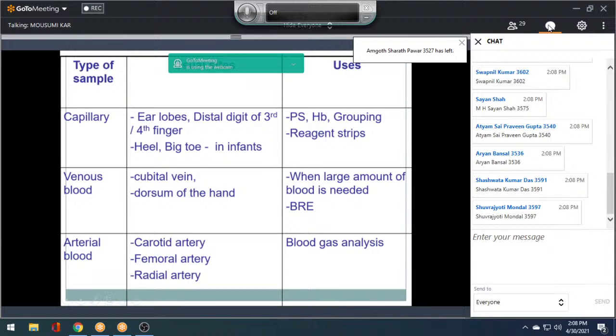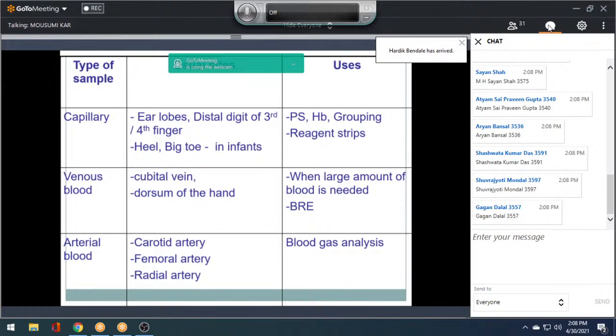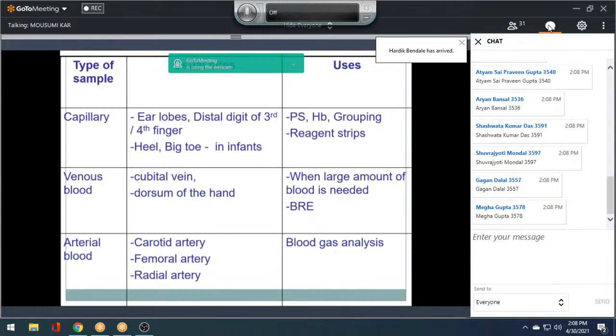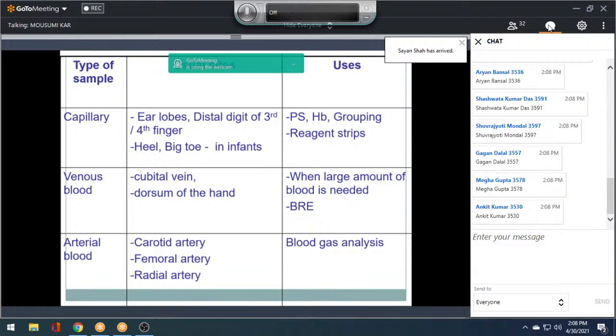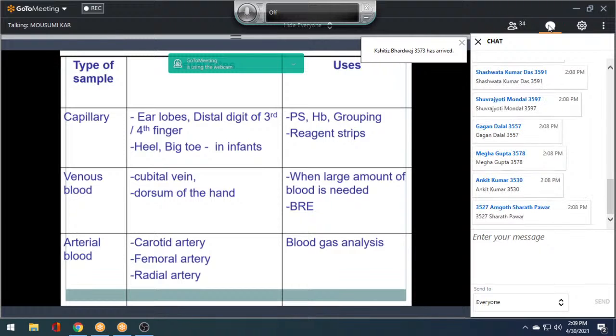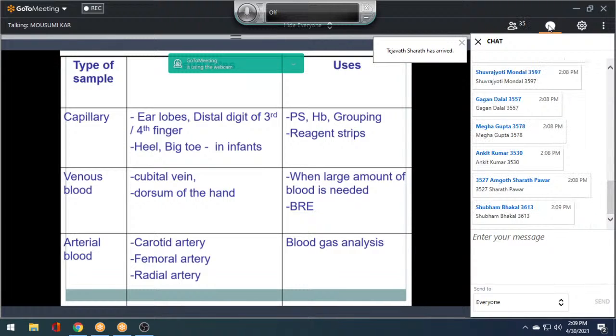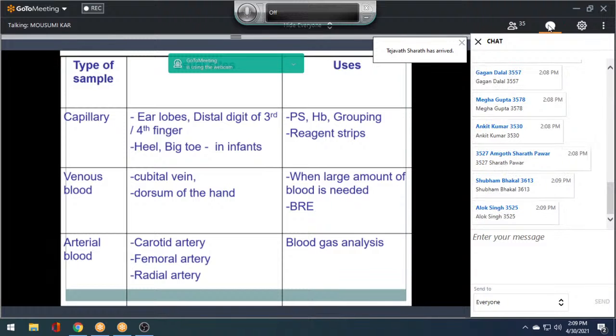Now, coming to the type of sample and the site from which we take and for what test we take. So, we have the capillary blood, which we usually obtain from the earlobes or the digits, usually the third or the fourth finger. Or in infants, you prefer the heel and big toe instead of the fingers. And this is preferred when you need a very small quantity of blood, for example, to make a peripheral smear or just do a reagent strip or blood grouping.